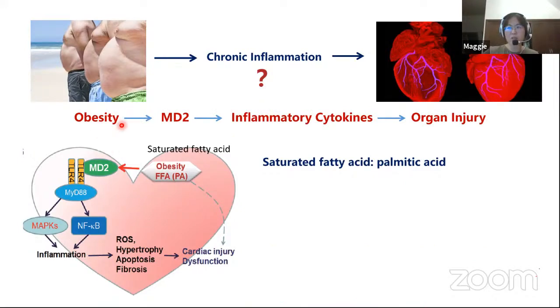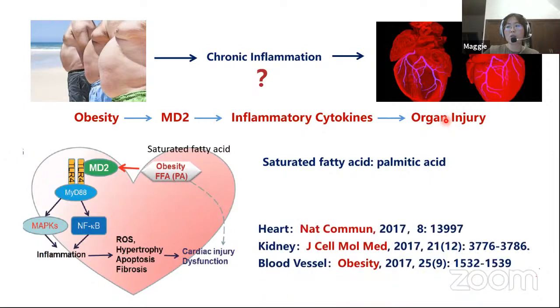Obesity, or more specifically the saturated fatty acid, can bind to MD2 and then cause inflammatory cytokines and organ injury. So not only in the heart, but obesity can cause injury with the same mechanism in the kidney and in the blood vessel. So we published our findings in these journals.